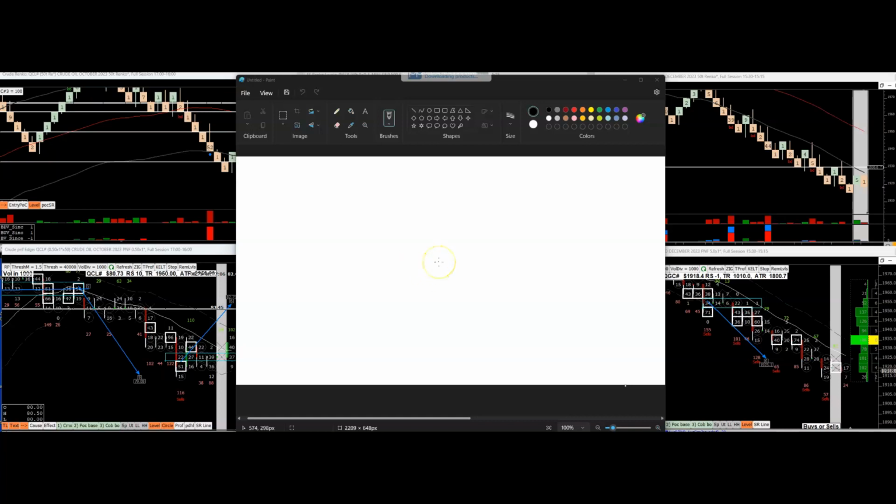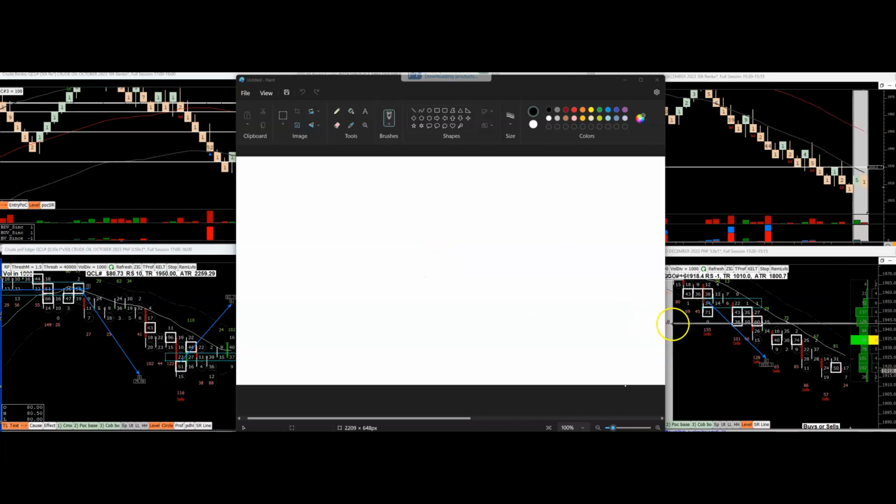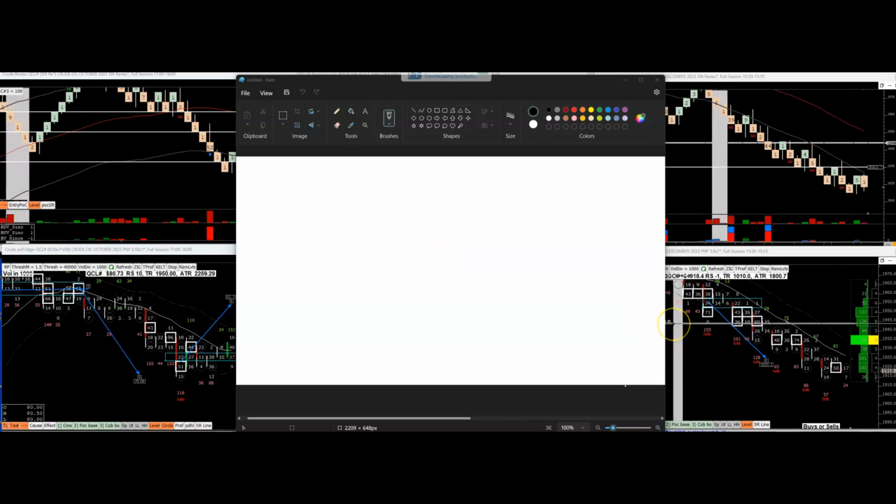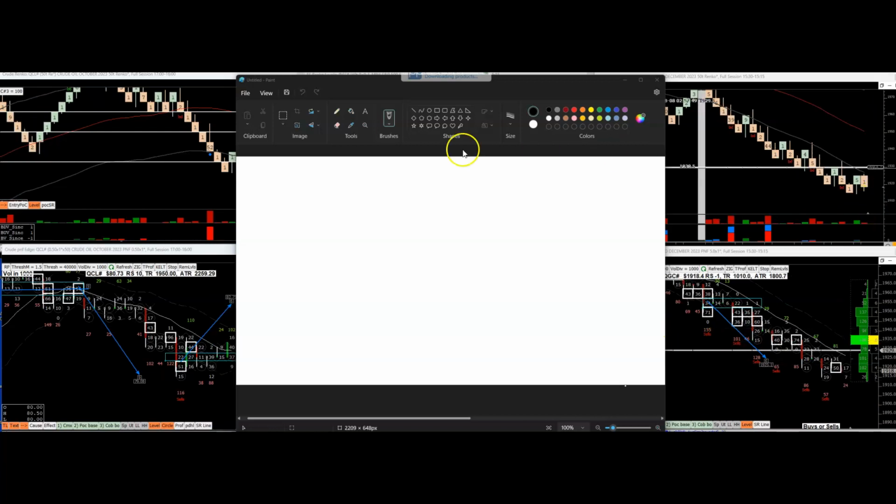Alright everyone, so I'm going to be going over the tape reading charts, and I'm going to show something that a lot of the point and figure guys are going to want to take note of. You know that point and figure has a lot of value, but the classic way of doing point and figure, you have the X's that represent your up columns, and then the O's that represent your down columns.